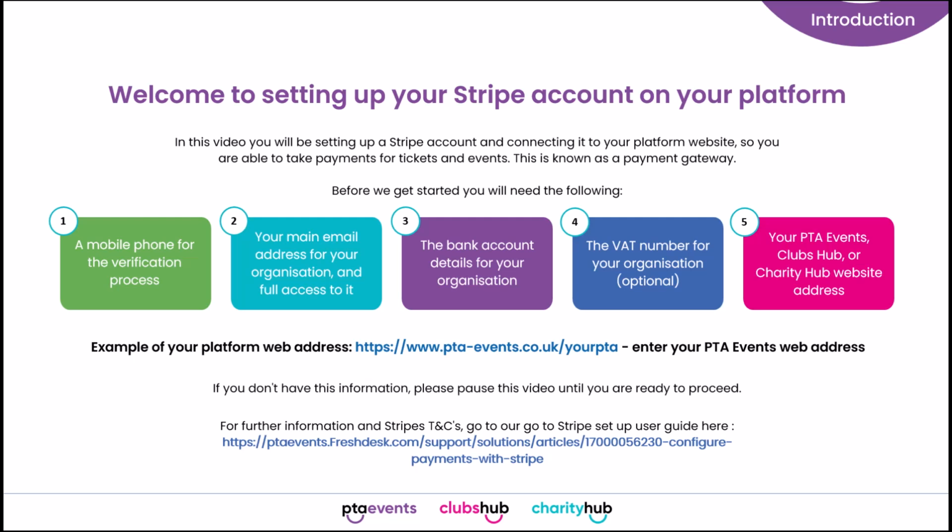In this video, we'll be showing you how to set up your Stripe account and linking it to your PTA Events website. In order to complete this process, you will need a mobile phone for verification purposes, your main email address for your organisation and full access to it, your organisation's bank details and VAT number if registered, and your PTA Events website address. If you do not have all this information to hand, please now pause the video until you're ready to proceed. If you have everything available, then let's get started.